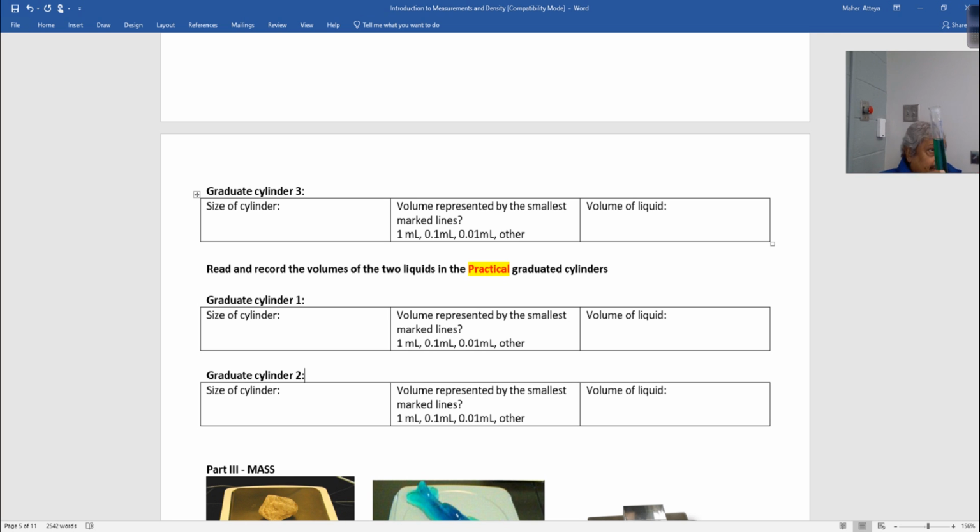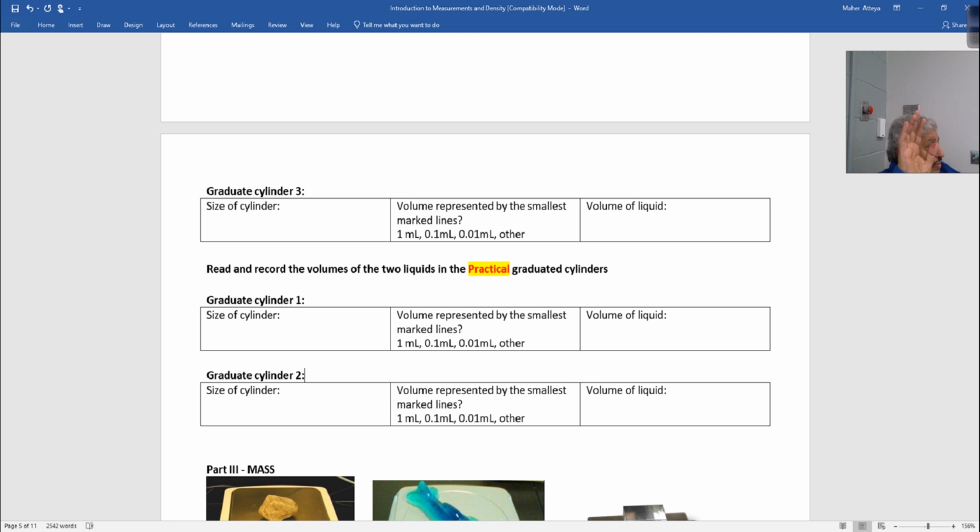So we are interested in the whole graduated cylinder size, the subdivision of each scale here, and the amount of liquid inside. Do not try to open those. Keep them as they are, because otherwise they evaporate, and every time we will be losing some of this solution. Make sense, guys? Make sense? So we have two of those, 1 and 2.